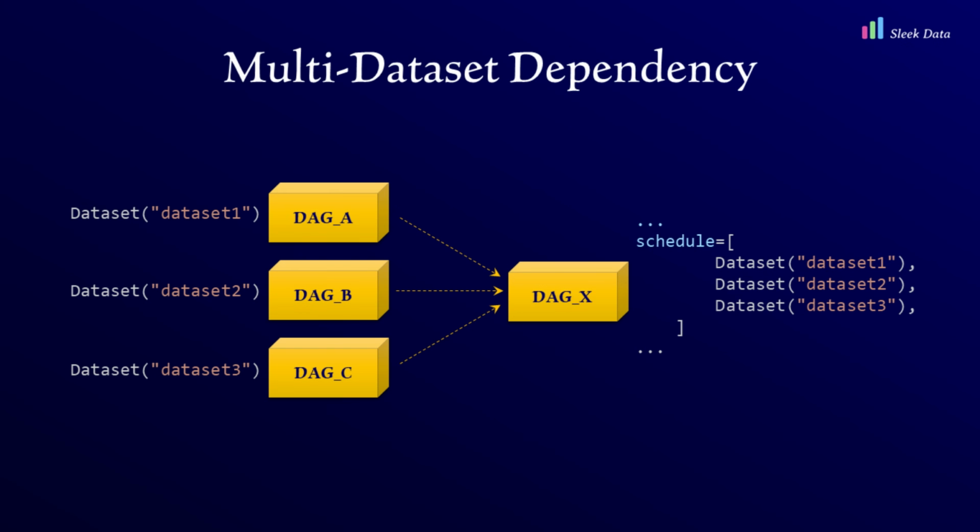It's worth mentioning that you can in fact trigger a DAG based on more than one producer DAG or dataset. Simply list all dependent datasets as comma-separated values. In this scenario, the DAG will be scheduled to run once all the corresponding producer tasks have been successfully completed.